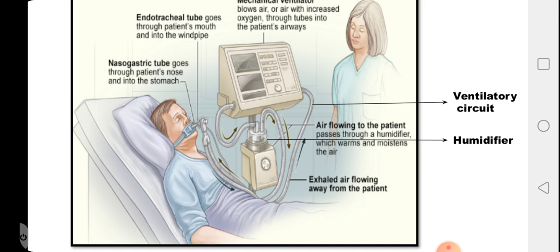You can also see that you put in a nasogastric tube so that you can feed the patient. What does this nasogastric tube do? It disrupts the esophageal sphincter. So there might be aspiration of GIT contents. They can enter the trachea and further enter into the lungs, causing infection.